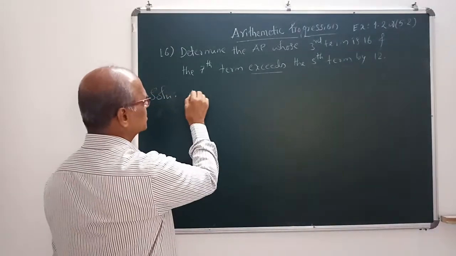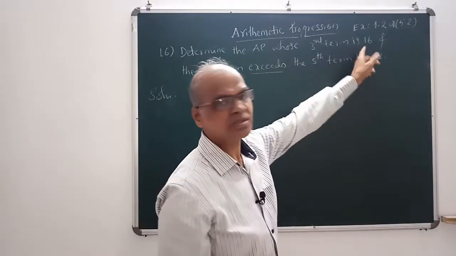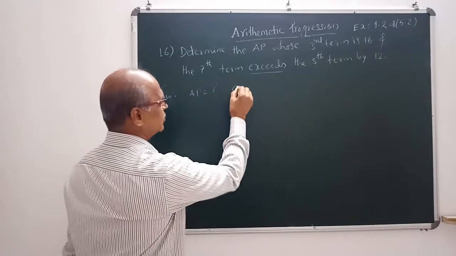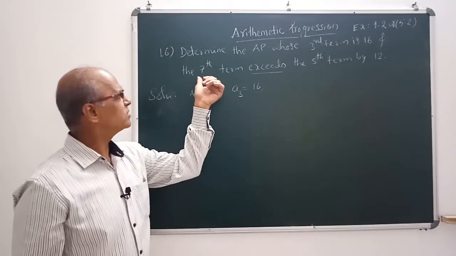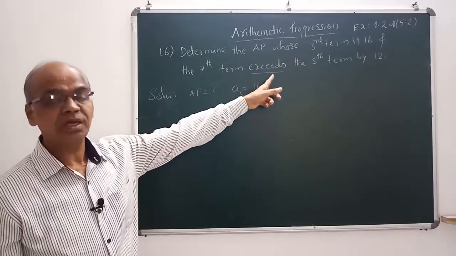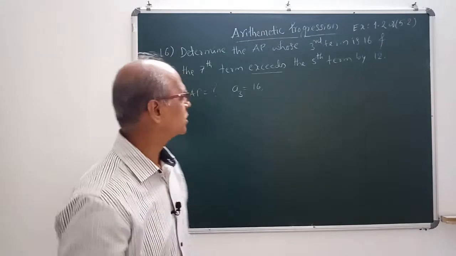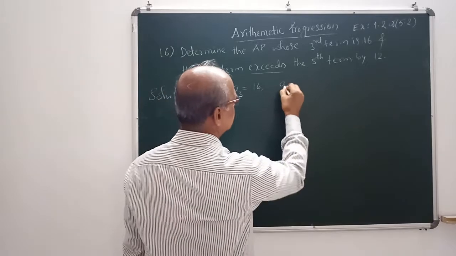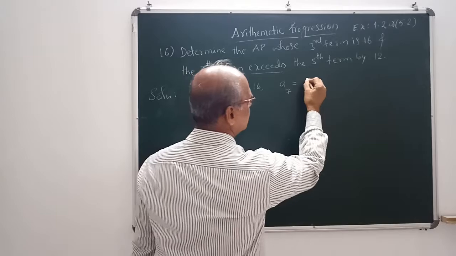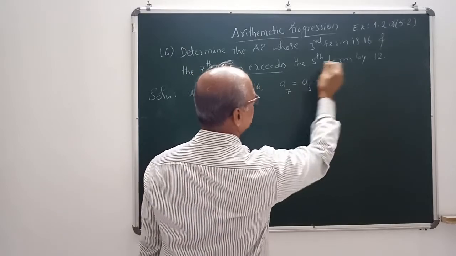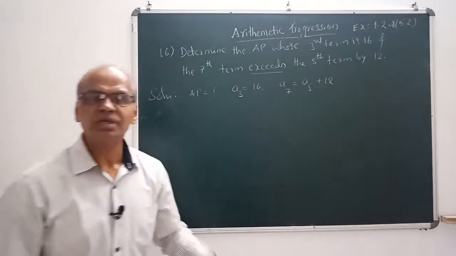Solution. We have to determine the AP, in the sense what is the AP? We have to write it. The next one, the third term is 16. Third term means what? A3. A3 is 16. Okay, next condition given. The 7th term exceeds. Exceeds means, I have already told you, more than. That means plus you have to take it. The 7th term, that means A7 is equal to, exceeds the 5th term, that means A5 plus, because exceeds by how much? By 12. So this is what is given.